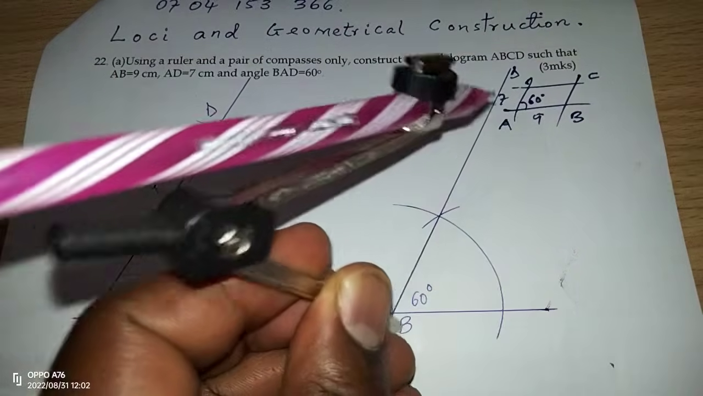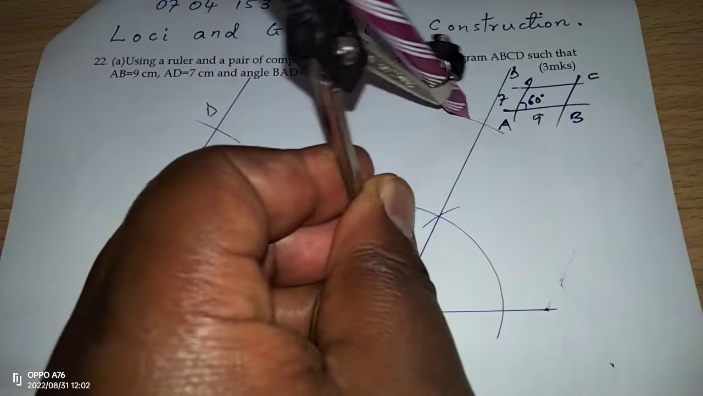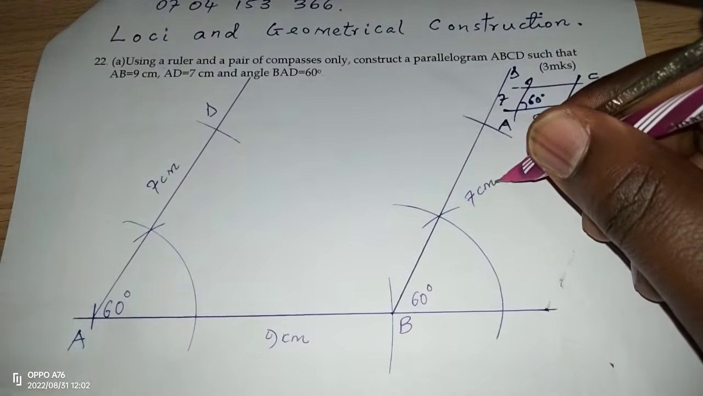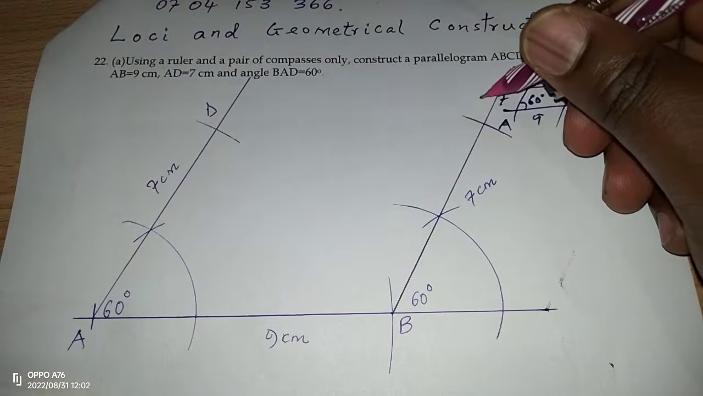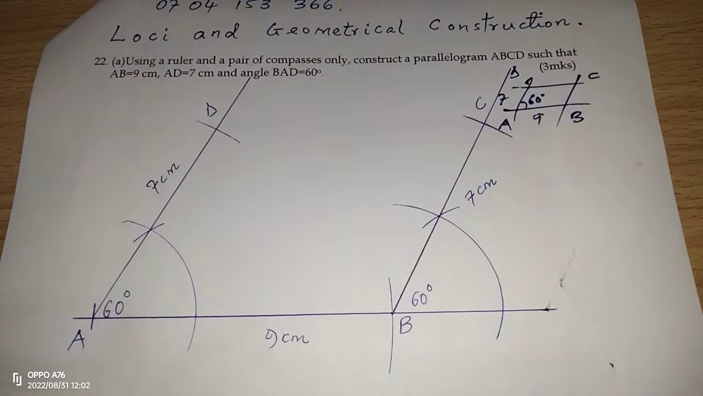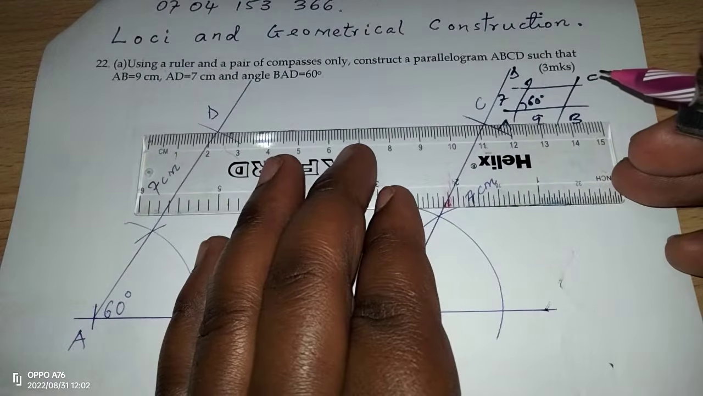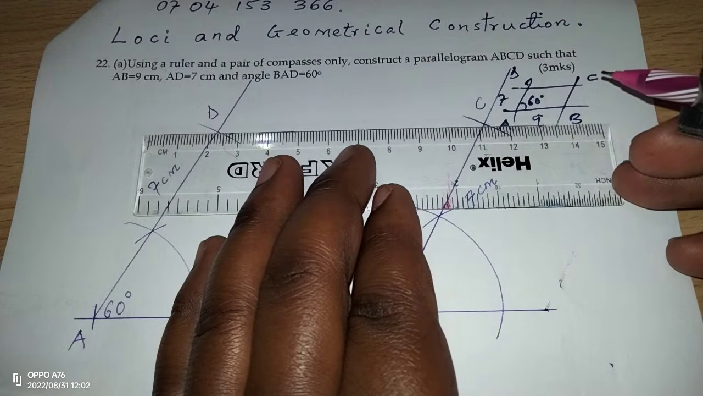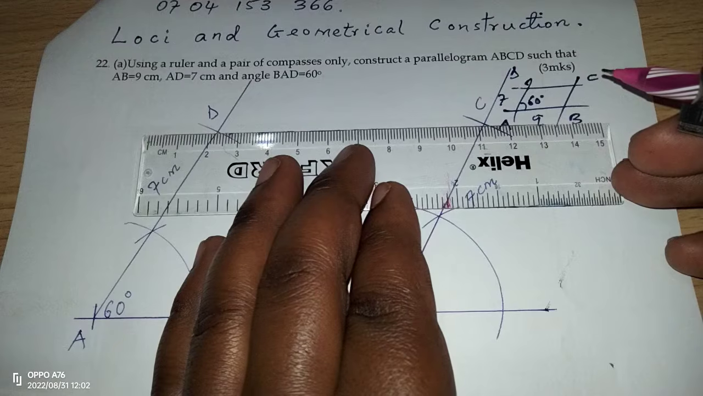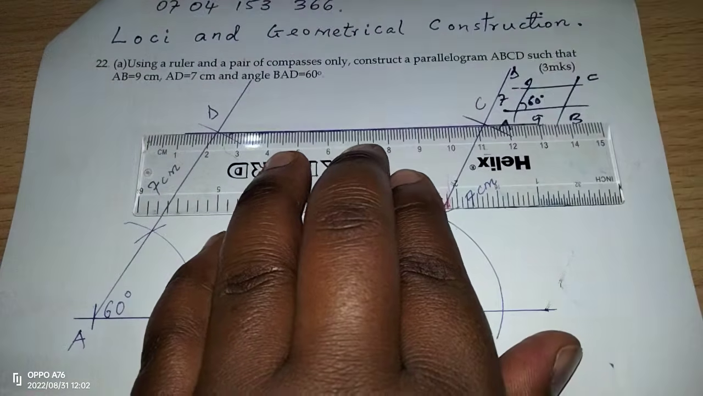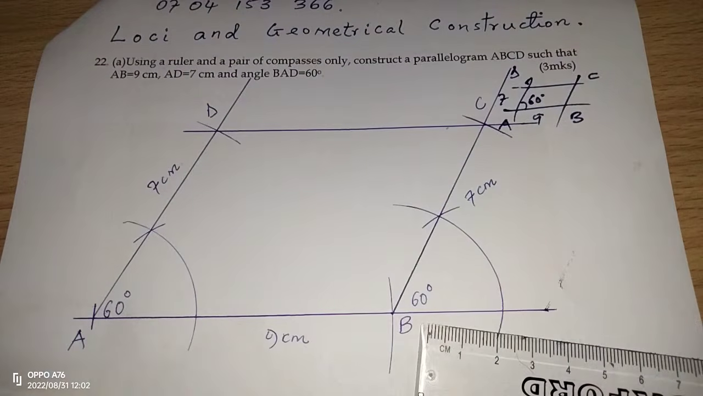So standing here, I make an arc, and if this is 7 centimeters, then I'll have identified my point C. And now that I have C and D, I can join them to make the complete parallelogram. So now this will be my diagram. The parallelogram is fully constructed.